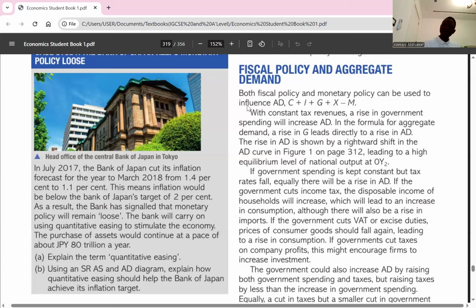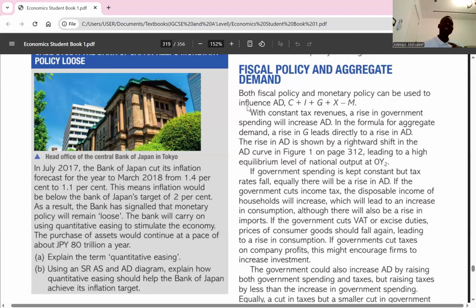In contrary, a fall in budget deficit or a rise in budget surplus will bring about a fall in aggregate demand, and that is what we call contractionary fiscal policy. So if the government of a country wants to reduce aggregate demand within the economy, government will use contractionary fiscal policy. If government wants to increase aggregate demand within the economy, probably because of a recession, government will use expansionary fiscal policy. Do you understand the difference here?